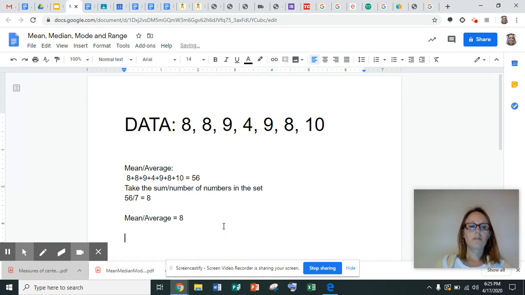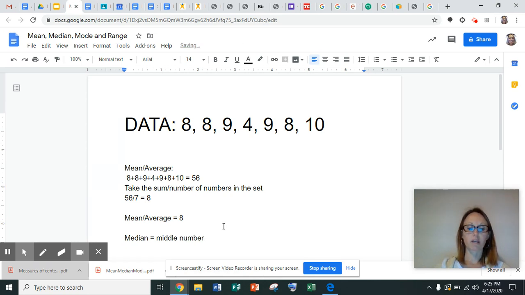Okay? Then our next term is the median. A median is your middle number. Okay, and the median is the middle number when you write the numbers in numerical order.